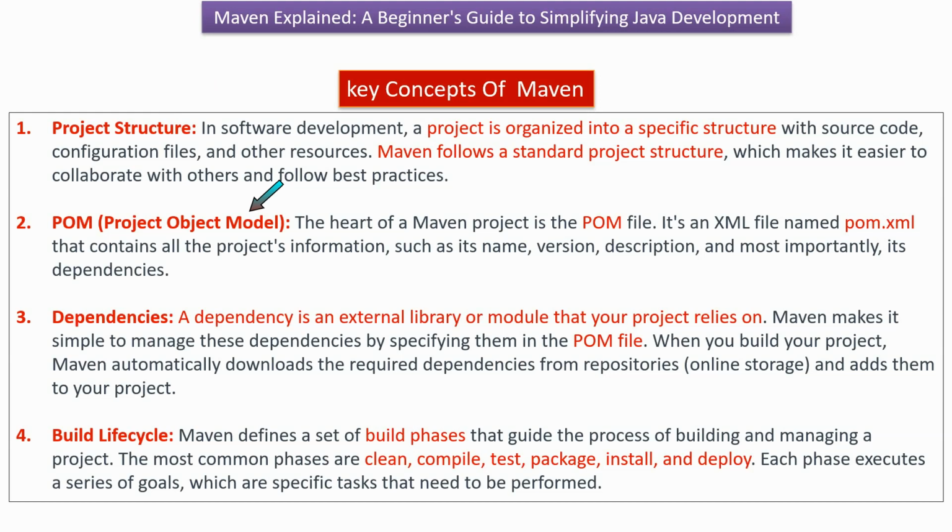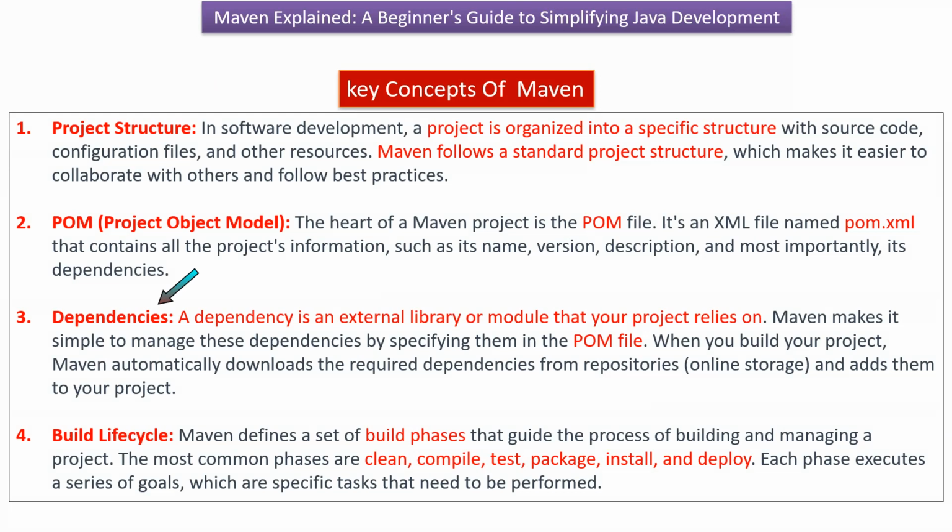The second point is POM. POM is nothing but Project Object Model. The heart of the Maven project is the POM file. It is an XML file named pom.xml and it contains all the project's information like name, version, description and most importantly its dependencies.